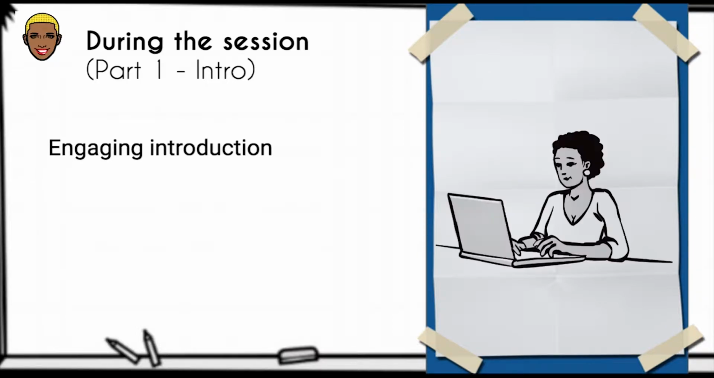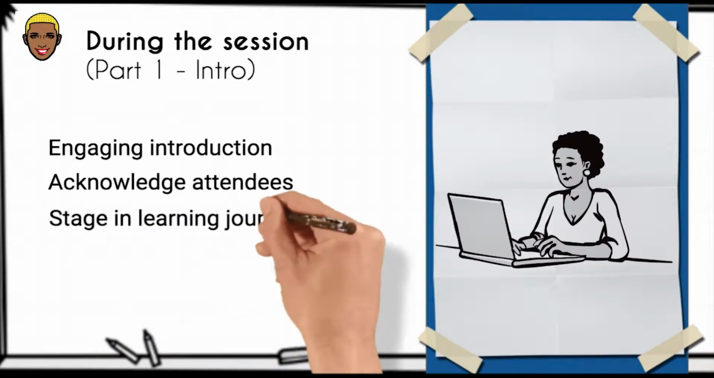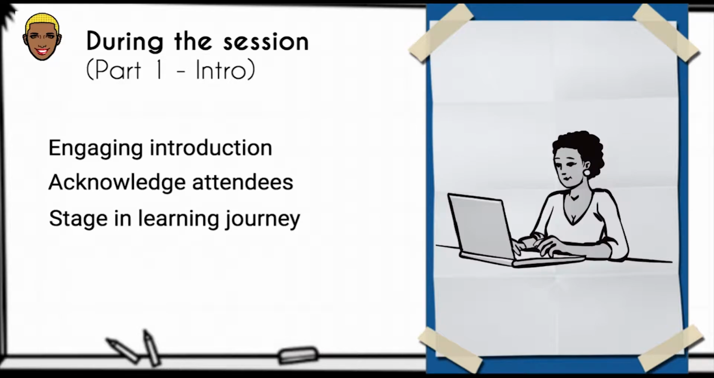So the next thing we want to do is acknowledge our attendees. So that would be everyone that's already in the room and people as they enter. So by this point, you haven't started delivery yet. You're just waiting for enough people to enter to save yourself repeating once you do begin the session.